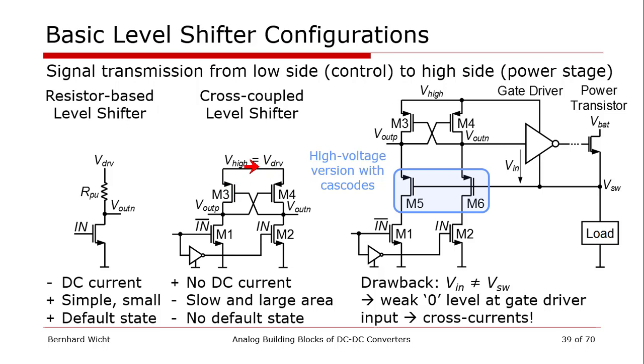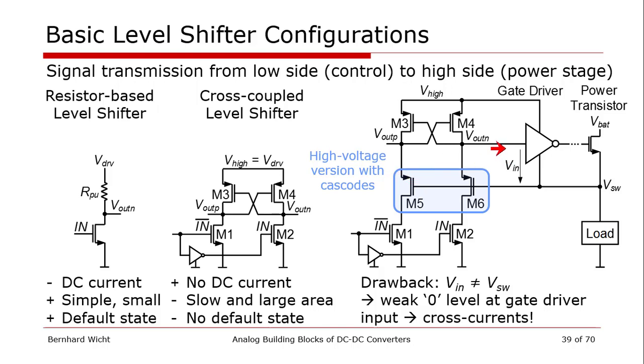That's of course the supply of the high side, and that's why we need a high voltage version of the cross-coupled level shifter, which is shown here on the right. We simply insert high voltage cascode transistors, which could be biased from the switching node. So now the P devices can be low voltage devices, and the other ones still high voltage, and everything is protected.